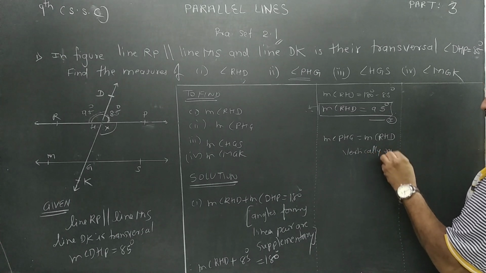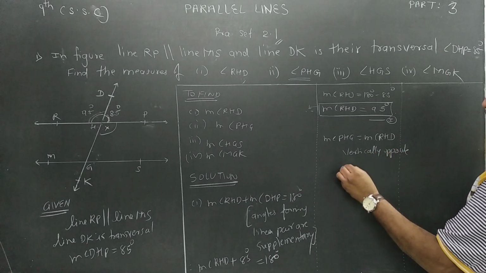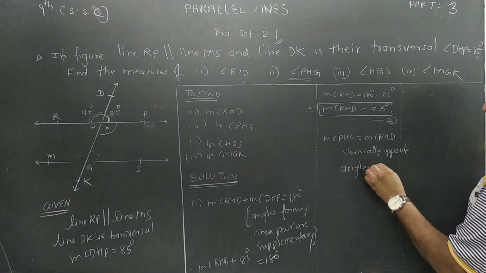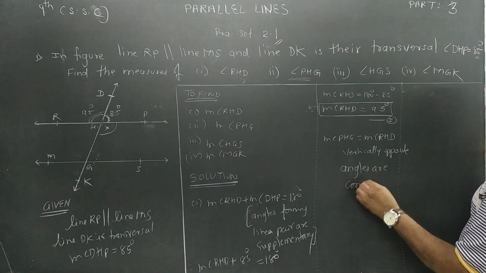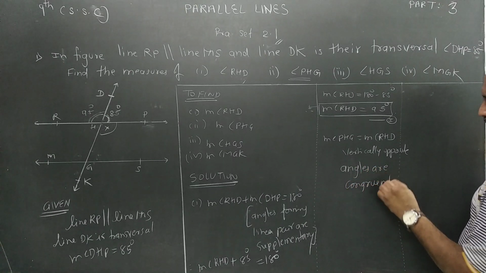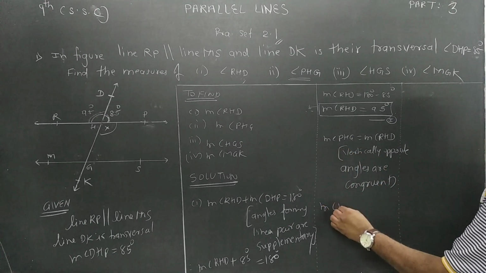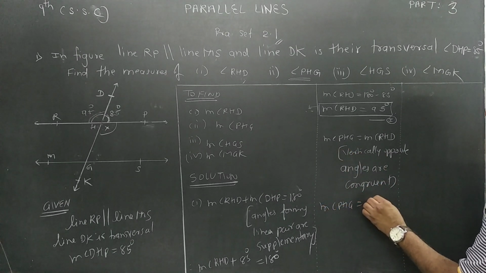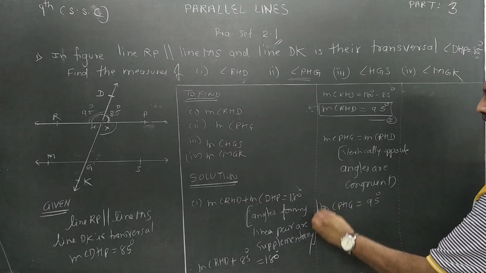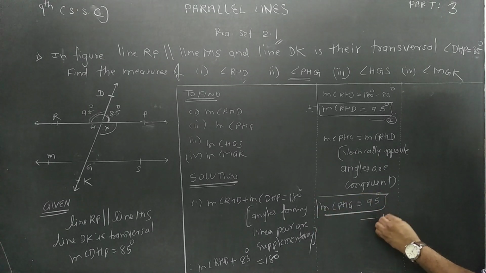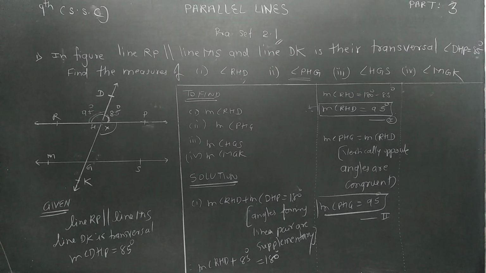Vertically opposite angles are congruent, or of equal measure. Is it right? So measure of angle PHG is equal to 95 degrees. This is answer number 2. Have you understood this? Pakka.